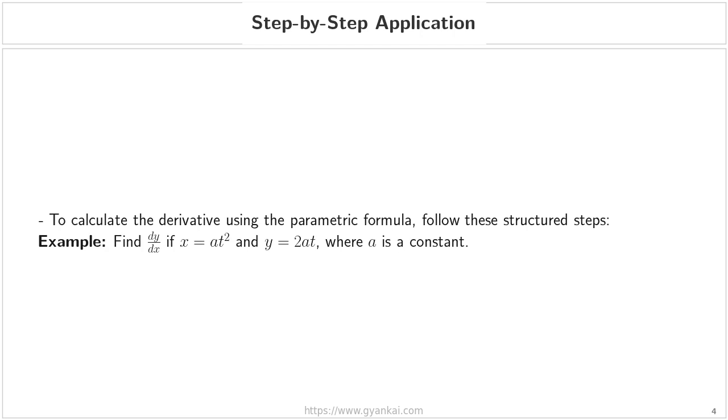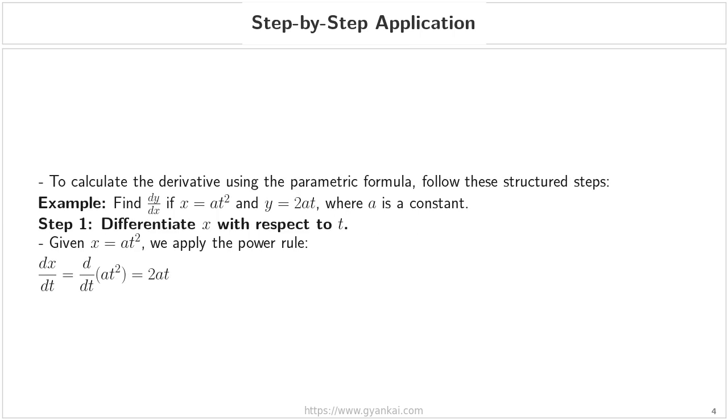We want to find the derivative of y with respect to x, given that x equals a times t squared and y equals 2at, where a is treated as a constant. Step 1 is to differentiate x with respect to t. Given that x equals a times t squared, we apply the power rule of differentiation. This gives us the derivative of x with respect to t, which is equal to 2at.